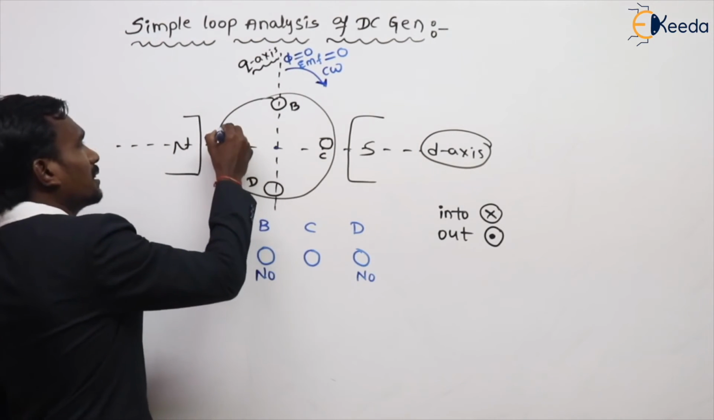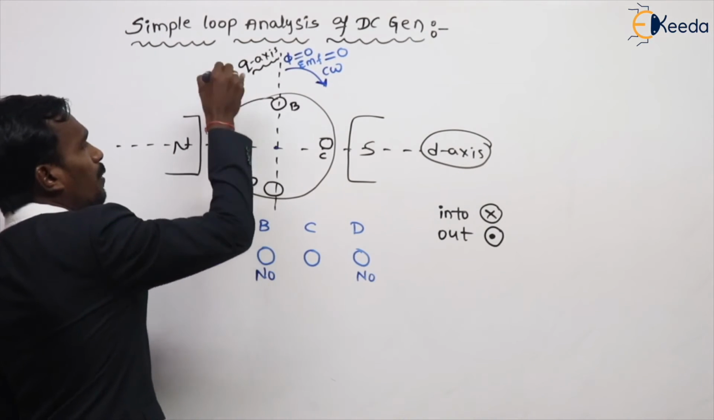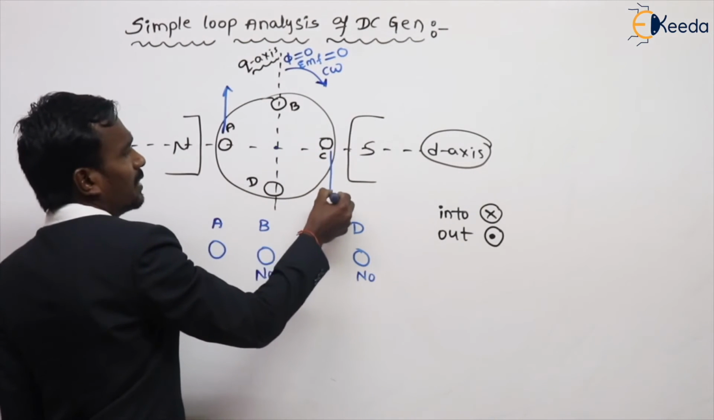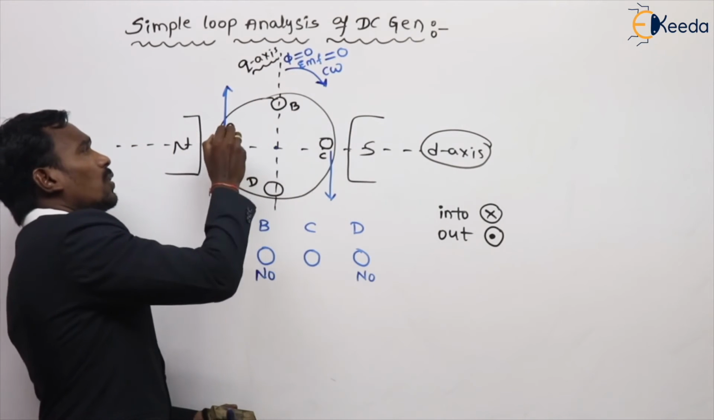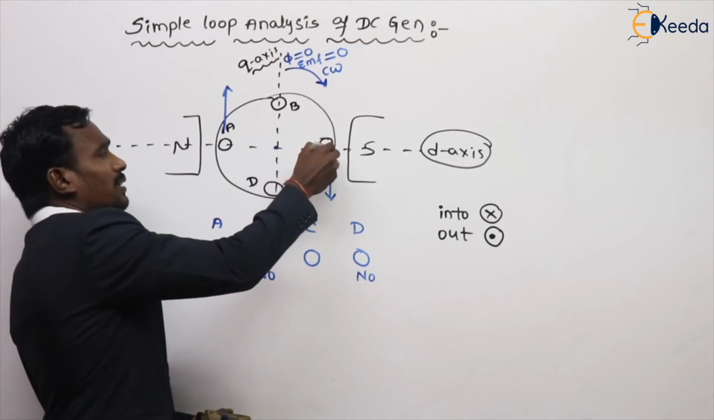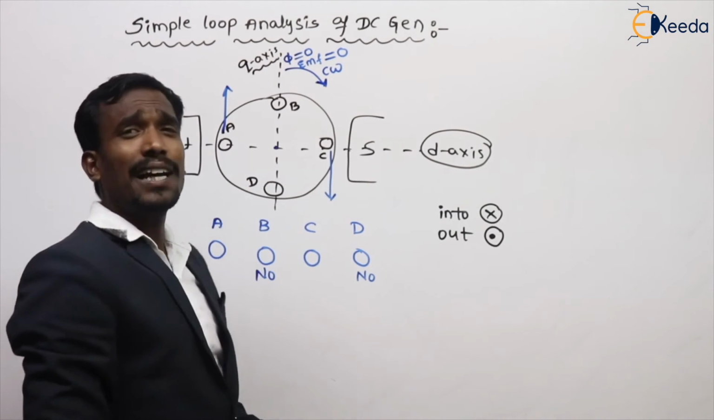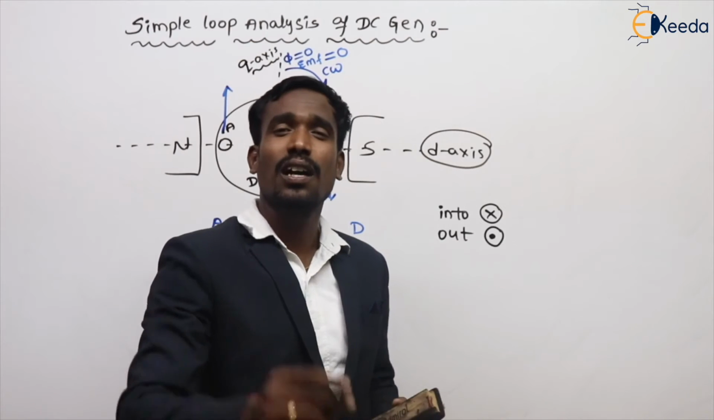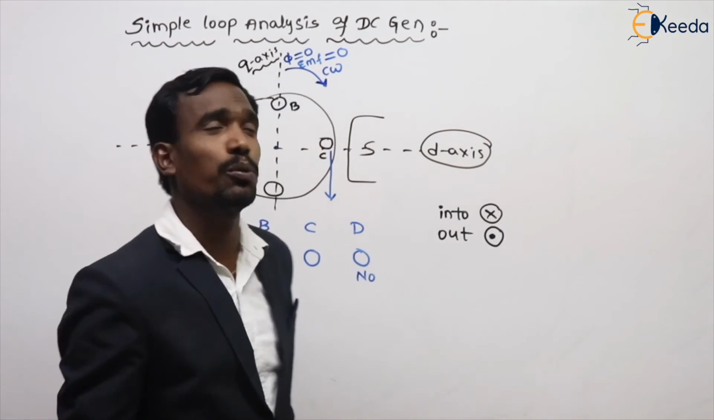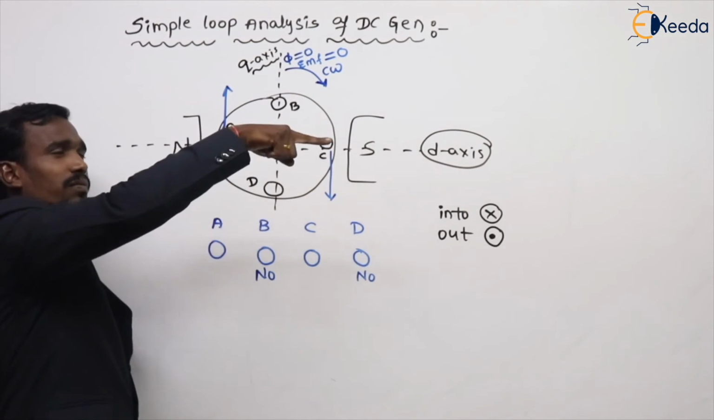Nothing but this is the upward direction and conductor C is the downward direction. The armature is rotating in clockwise, right? So this is upwards and this is downwards. Where is the flux direction? They have not mentioned it here. How do we have to take the flux direction? Always north pole to south pole. This is the flux direction.